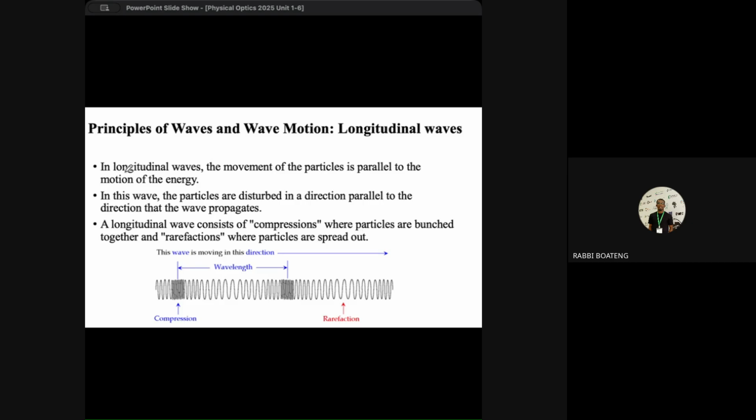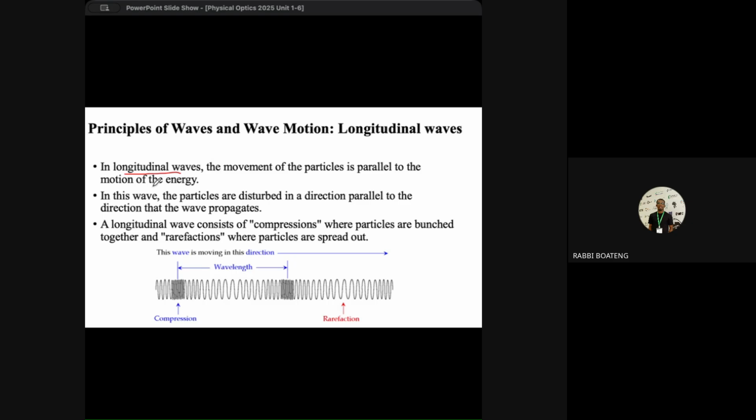So a typical example of a longitudinal wave is where the movement of the particle is parallel to the motion of the energy. So if I move my hands, next, could you buy me something? Next, could you buy me something? It is parallel to the money movement. Is that okay? In a situation like this, I am calling it a longitudinal wave.